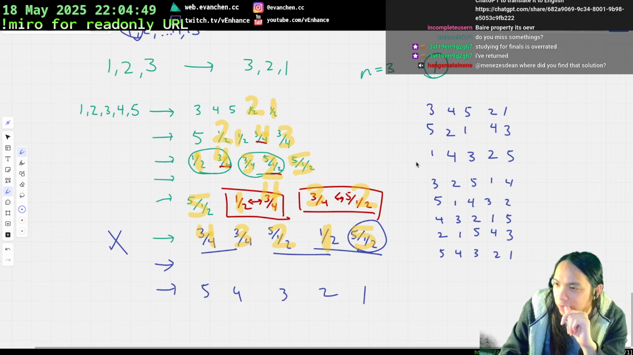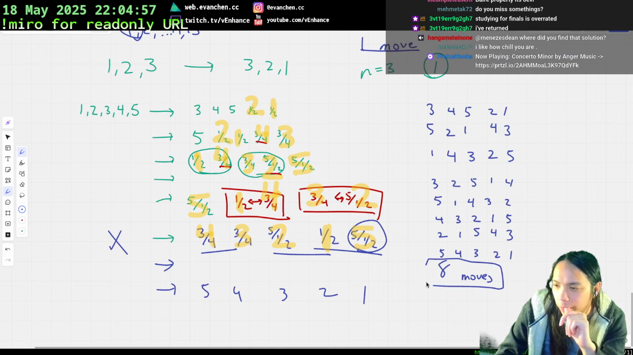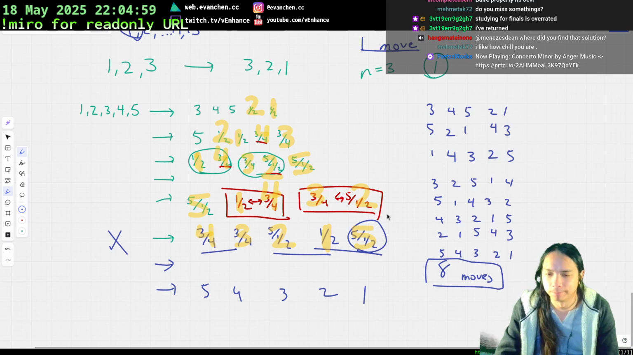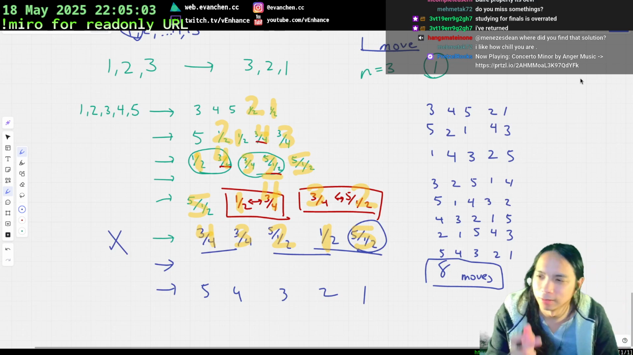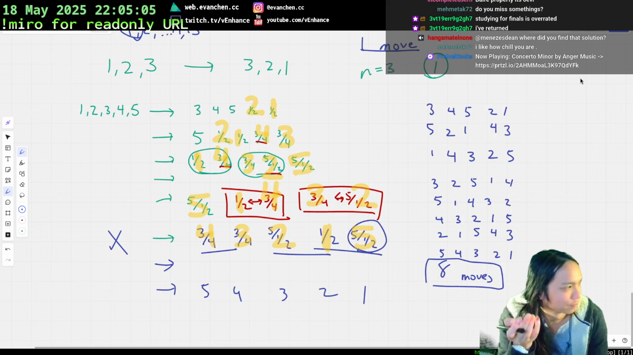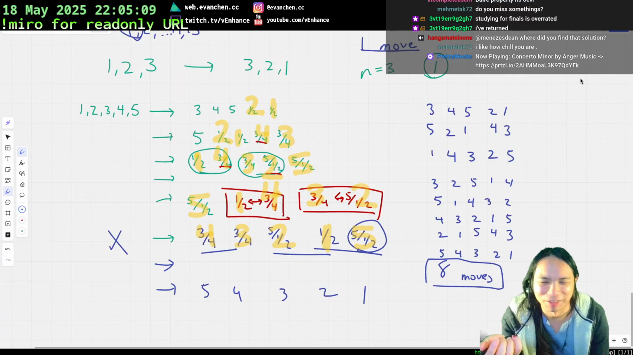Okay, so this is 8 moves. So 1 move. Alright, 3, okay. And this is actually optimal. So how do I feel about this? Okay, the other thing is, why is it 45?